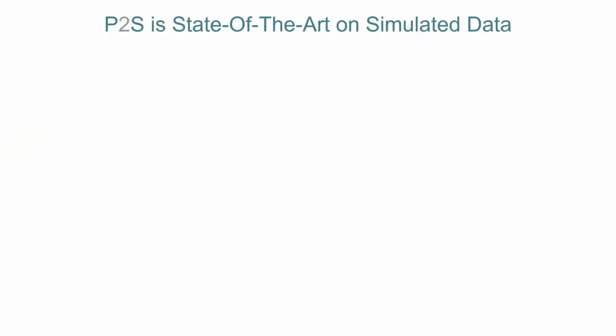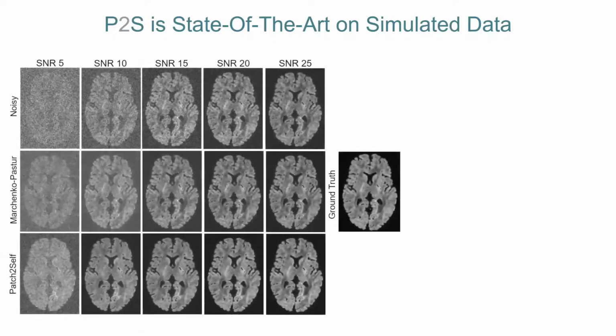Okay, so now let's take a look at the results. So here is some simulated data. The data was simulated by adding Gaussian noise to the real and imaginary part to simulate real world noise, typically Rician in nature, and it goes from SNR 5 to SNR 25. So you can see that at SNR 5, we do recover a tad bit better than the Marchenko-Pastur, and at SNR 10, it starts looking very similar to the ground truth. We have recovered a lot of information, and at SNR 15, we are very close to the ground truth.